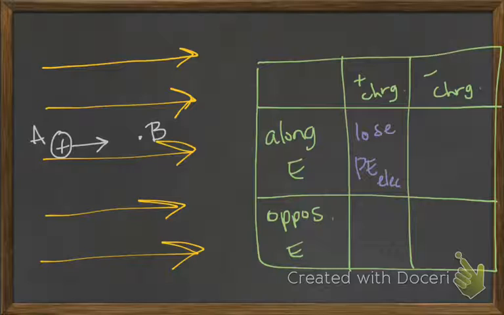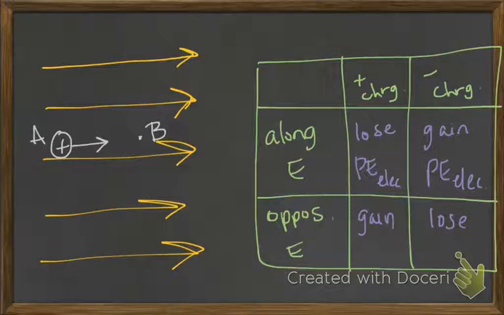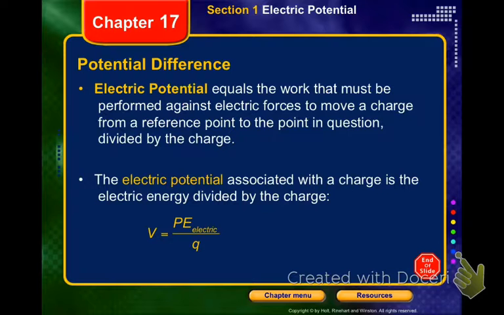So, electric potential, talking about potential differences, an electric potential equals the work that must be performed against electric forces to move a charge from a reference point to the point in question, and you divide that by the charge. So here's an equation here for electric potential. Electric potential is the capital V that you see. And then you've got your PE electric, which we've already looked at an equation to calculate your PE electric, and then divide that by Q, which is the charge that you have that's actually moving.